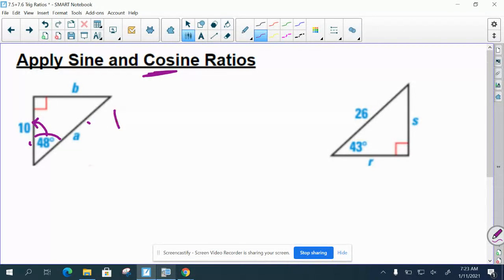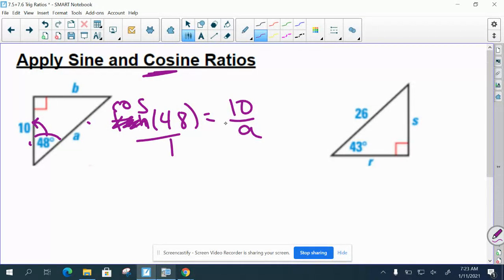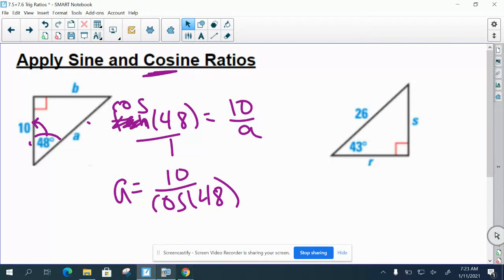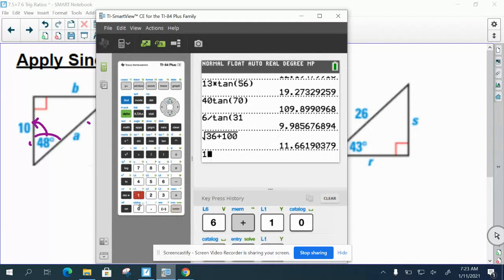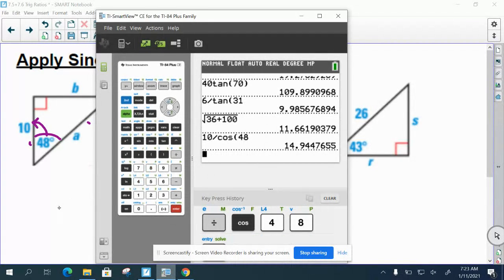So we're going to set it up as the tangent of 48 equals 10 over a. Oh, I'm sorry, cosine of 48. Okay, put it over 1 and cross multiply, so then you end up getting a equals 10 over the cosine of 48. If I plug that in my calculator, we get 14.9.